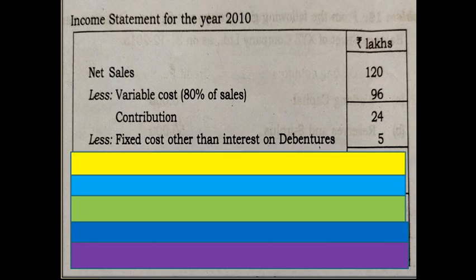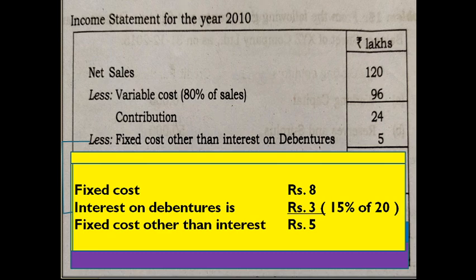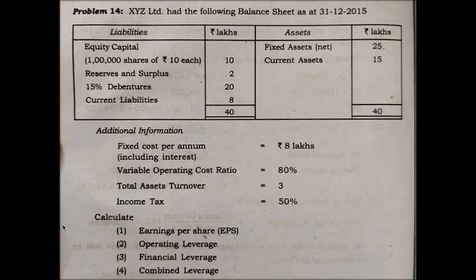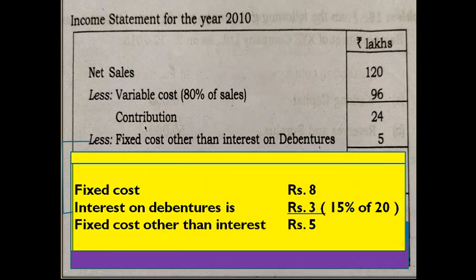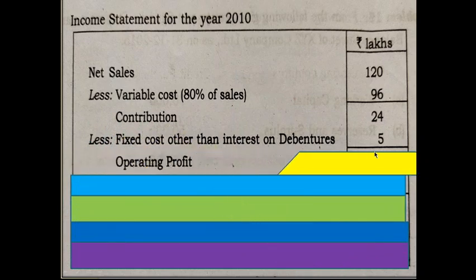From contribution, you need to deduct fixed operating expenses. In the question, the fixed cost is given as rupees 8, and the additional information is also given that the fixed cost per annum includes interest. For the computation of operating profit, you need to deduct fixed cost, mainly operating expenses. And interest on debentures is a non-operating expense. So out of fixed cost of rupees 8, you need to deduct interest on debentures 3, so you get 5. I hope you understand the concept.